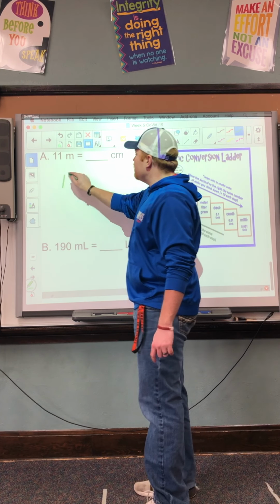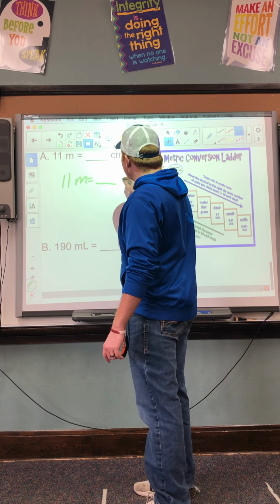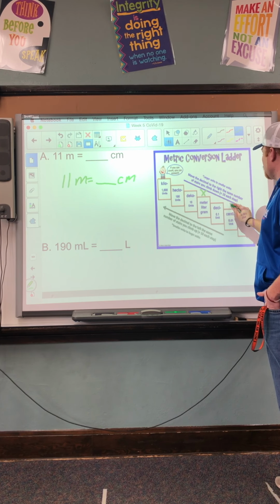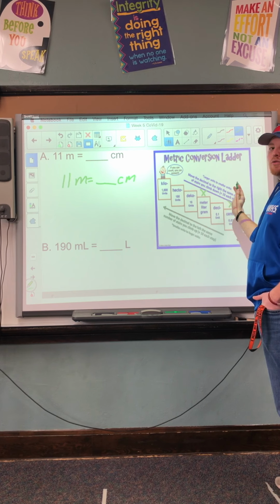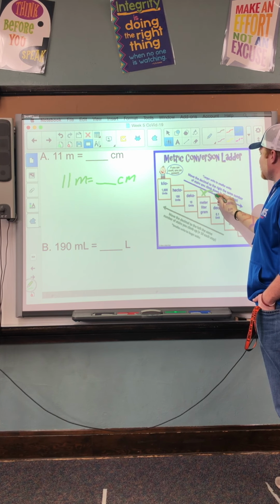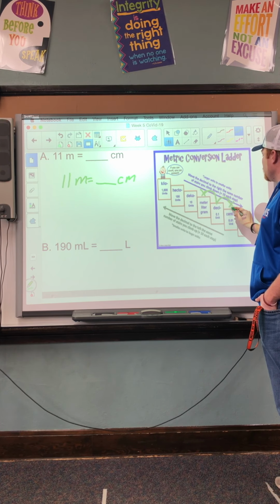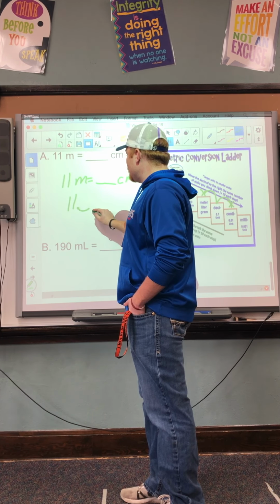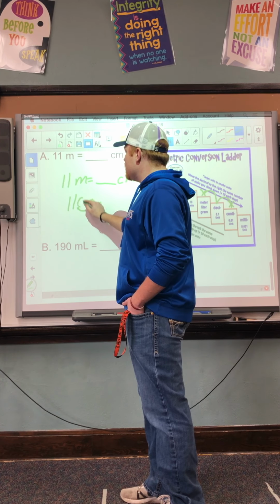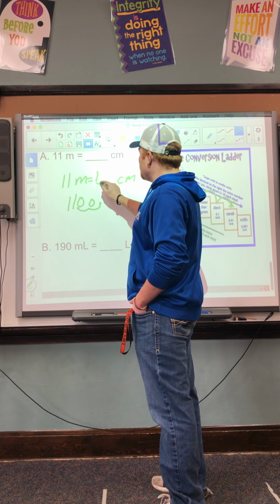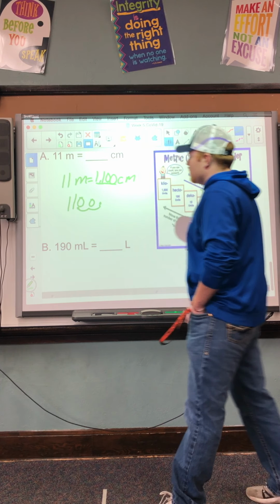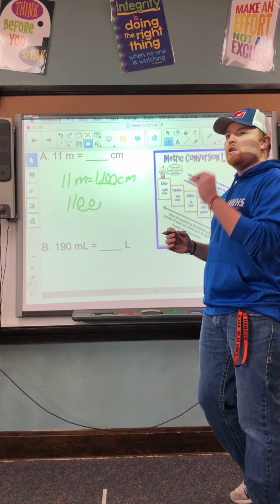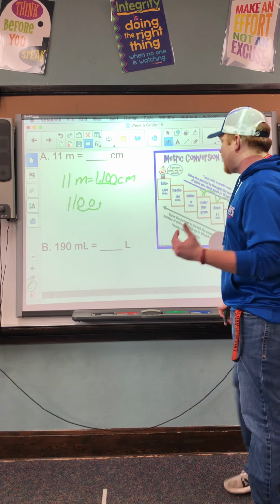So we have 11 meters equals how many centimeters? So let's find meters right here, and we're trying to find centimeters, which is down here. So we're going to the right, so we're moving our decimal to the right. And how many times are we going down? 1, 2 times. So we move the decimal over 2 times. 1, 2. Or we just multiply by 100. So our answer would be 1,100 centimeters. Remember, larger unit to a smaller unit, we're multiplying. Smaller unit to a larger unit of measurement, we're dividing.